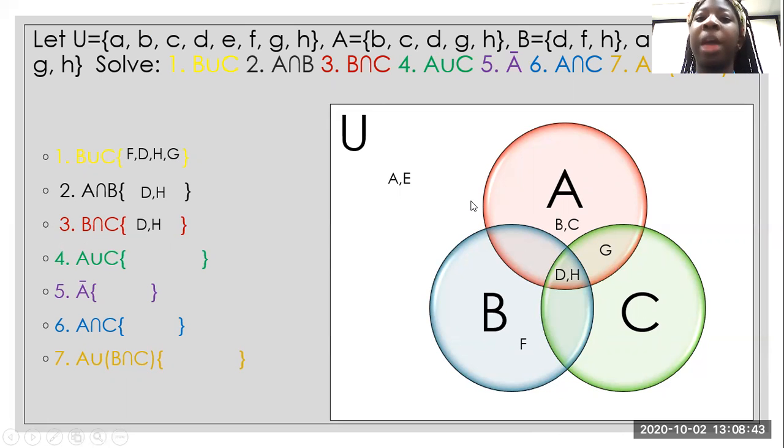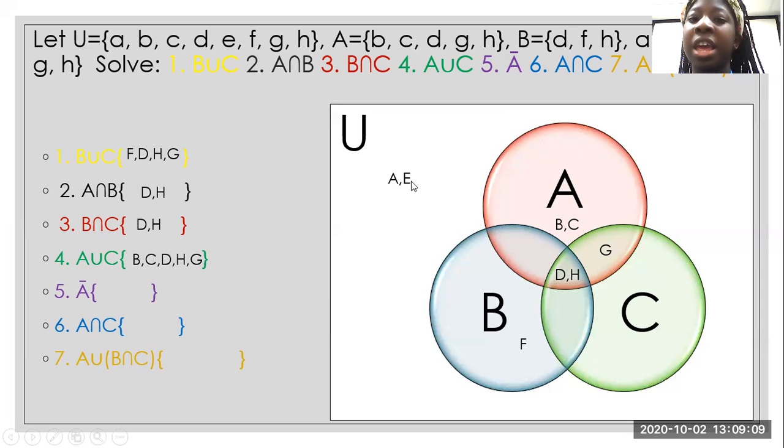Next, we have A or C. So like I said, you label everything in A and C. So that would be B, C, D, H, and G. Now, the A with the line over it means everything except A, everything that is not an A. So if we look at this, we see that A has B, C, D, H, and G.